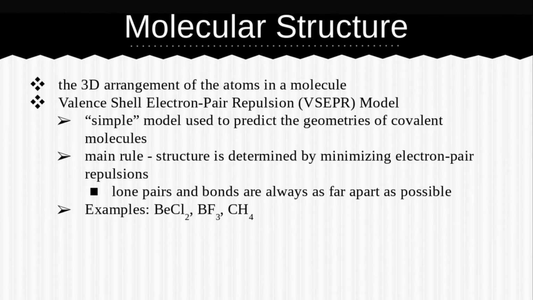The main rule is that the electron pairs repel each other, and so they want to be as far apart as possible. And in our structures, those electron pairs are going to be our lone pairs and bonds. So lone pairs and bonds want to be as far apart as possible.